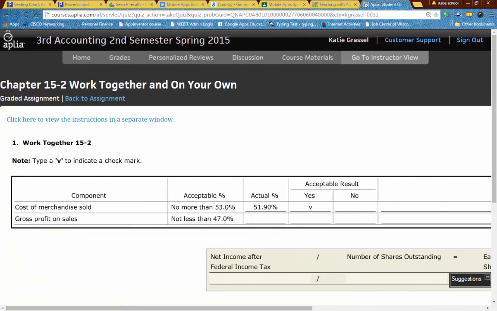Now, they also tell us in the directions for our gross profit that auto industry standards show at least 47% of each sale should go to gross profit. For Interstate Tires, we need to compare what they said. So this, again, is industry standard. The gross profit on sales for our business is actually 48.1. Is it acceptable? Yes. So we're going to put a check mark here. And then here I'm going to say none.